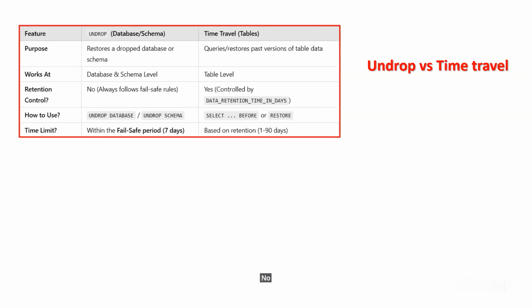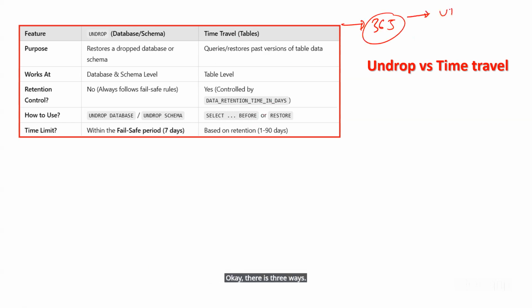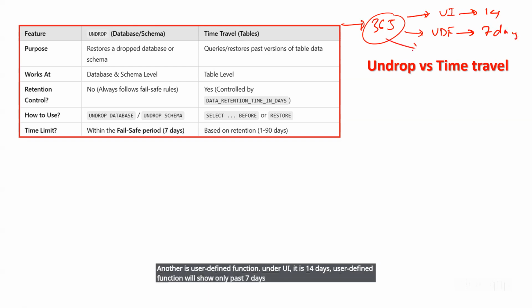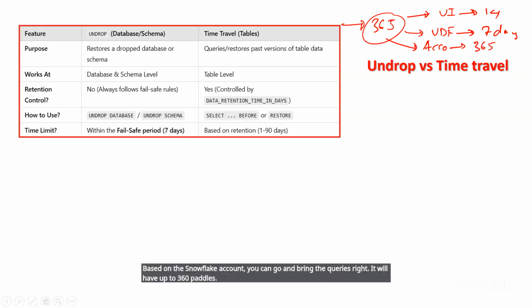No, under the information schema table, and under something called account history, I'll show you that particular query also. Under that account history, you can go up to 365 days. There are 3 ways. One, you can access the UI. Another is a user defined function. Under UI, it is 14 days. The user defined function will show only the past 7 days. Another is the account: based on the Snowflake account, you can bring the query history. It will have up to 365 days.